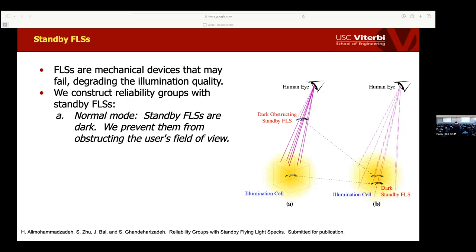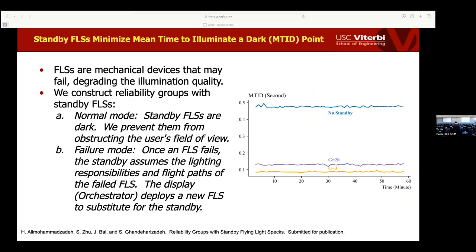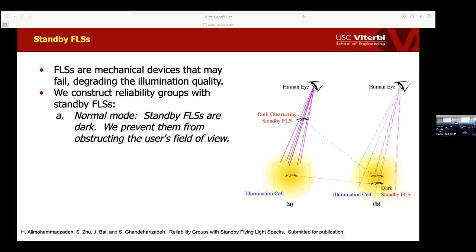Over here, the illumination cell consists of 27 display cells, and it's moving to one below so that it's not impacted by the downwash of that illumination. Feel free to interrupt, by the way. So if it is transparent, then we don't need to worry about the user's line of sight. Exactly. If the standby FLS can illuminate the light that it is obstructing, perhaps it can become invisible. And in that case, it doesn't need to move elsewhere.